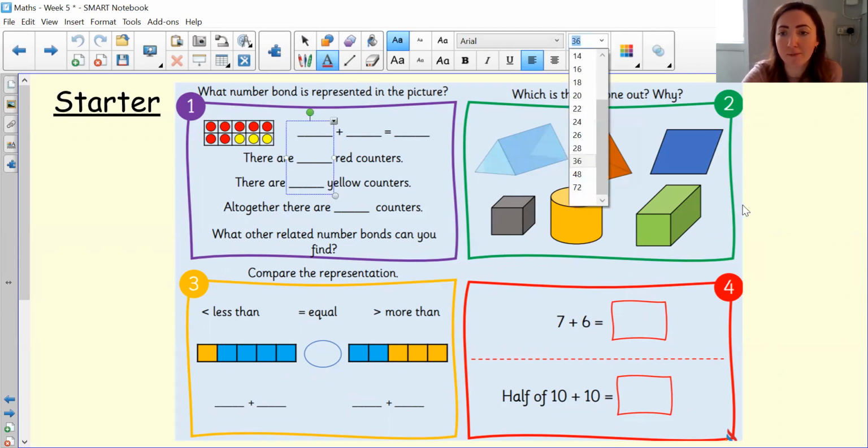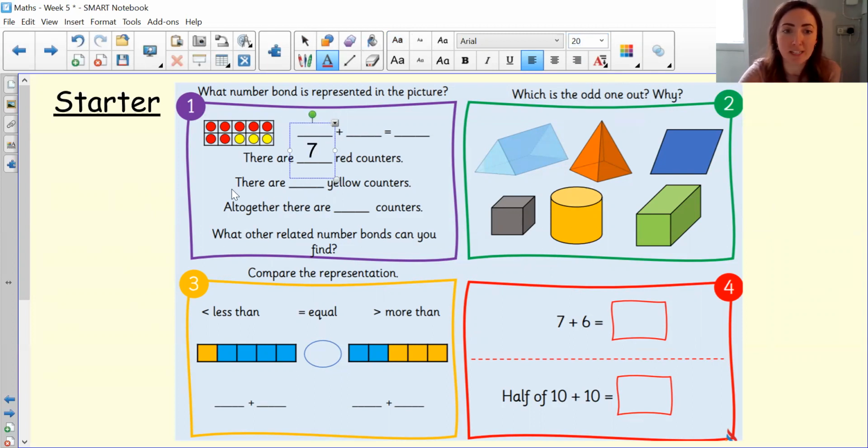Let's make the font a bit smaller, otherwise it's going to be too big. Okay. So there are 7 red counters. There are 3 yellow counters. Altogether, there are 10 counters. So as a number sentence, that is 7 plus 3 equals 10.